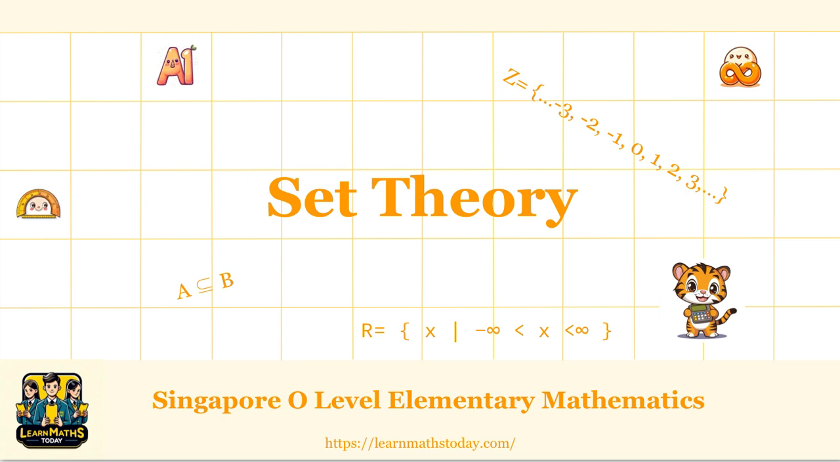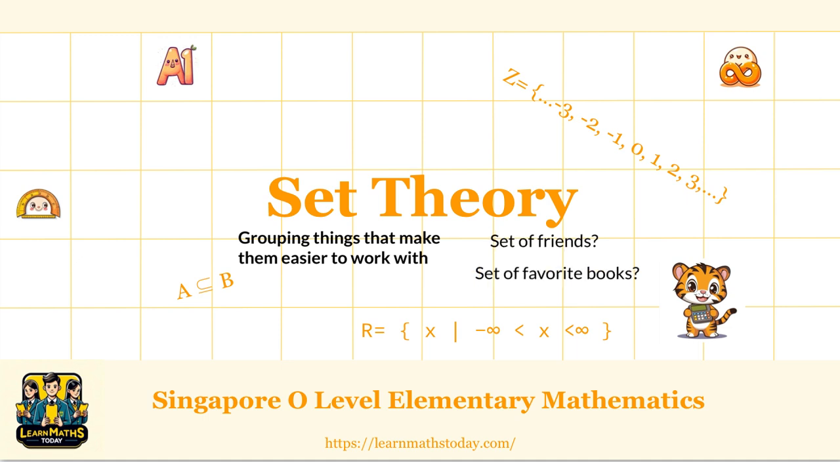What is set theory? Set theory is about grouping things in a way that makes them easier to understand and work with. Think about your everyday life. You have a set of friends that you like to talk to and play with, a set of favorite books, or even a set of mobile applications on your handphone. Each of these is a collection of items that share something in common. So set theory gives us the language and tools to talk about all these collections in a mathematical fashion.